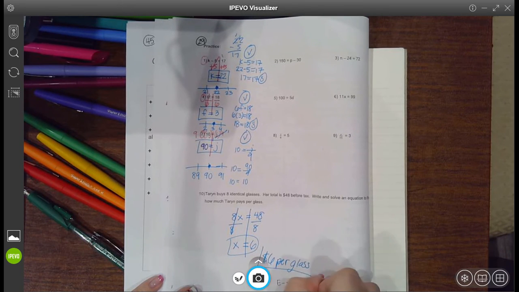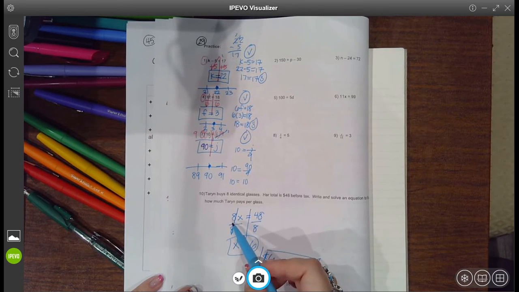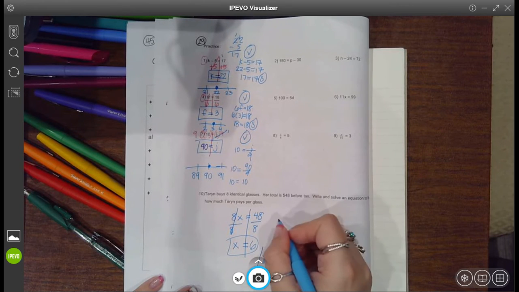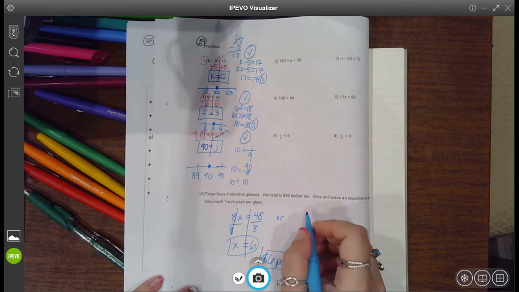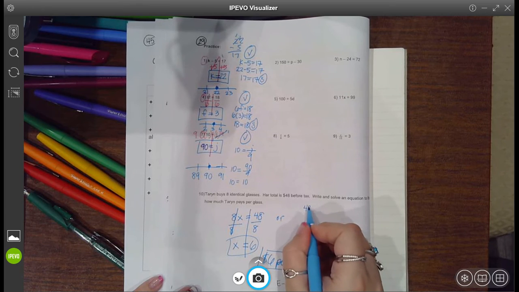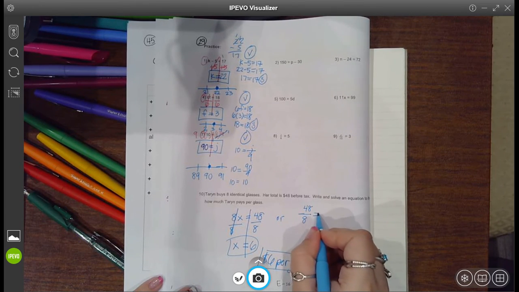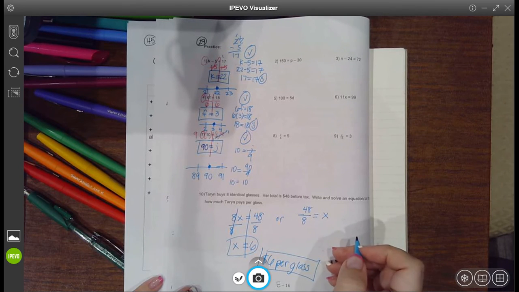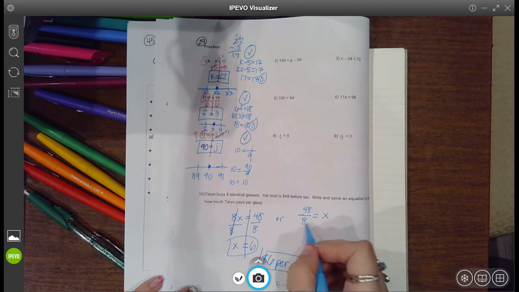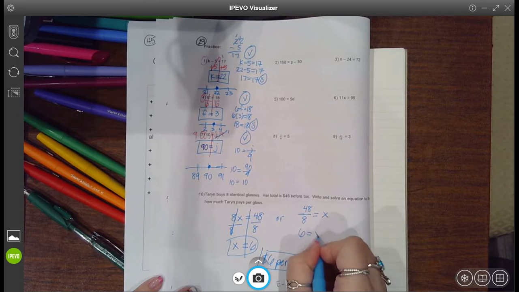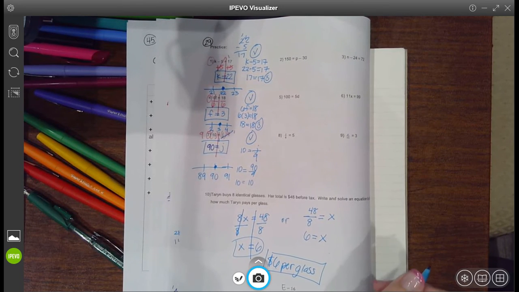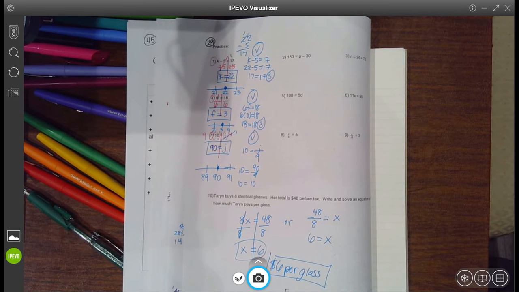Okay, that's the correct answer, but you could have done the equation 8x equals 48, or some of you may have said the total is 48. If I divide that by how many glasses I buy, that should tell me how much each one costs. That's an equation as well. And then 48 divided by 8 is 6. You get 6 equals x, or $6 per glass.